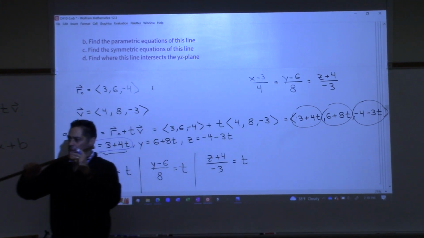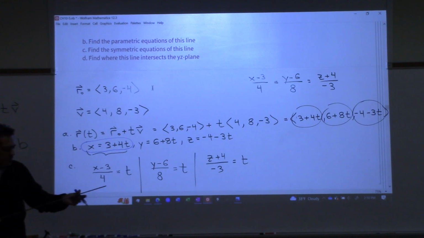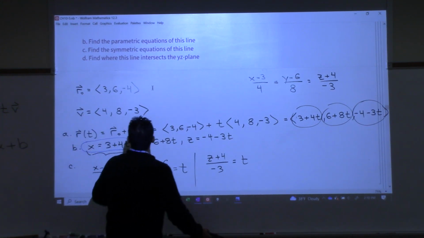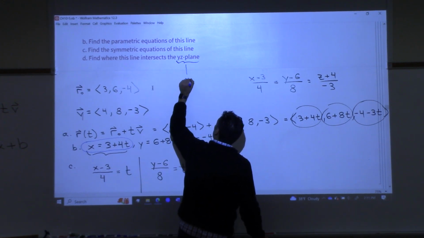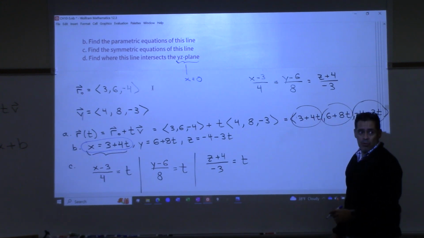You figure out from the parametric what's going to give you an x coordinate of 0 on that point. And then from that you recover the t, and then you use that t to recover the other coordinates. Let's do it. So the YZ plane means that x must be 0, right? That's what the YZ plane means, that your x coordinate must be 0.